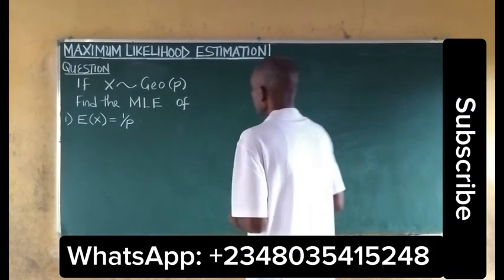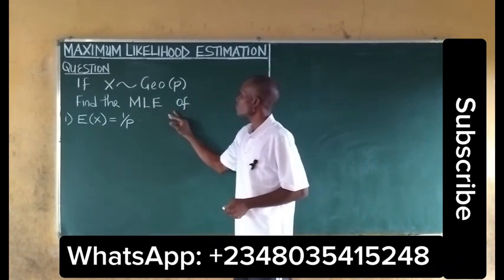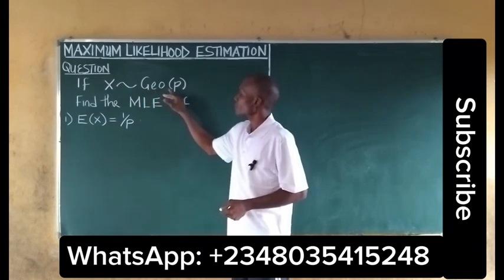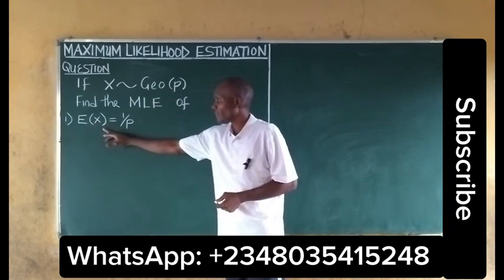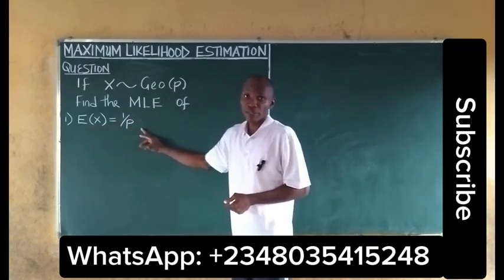In this video, we'll be finding the maximum likelihood of the geometric distribution. That is, we'll first find the expected value of x when it is 1 all over p.